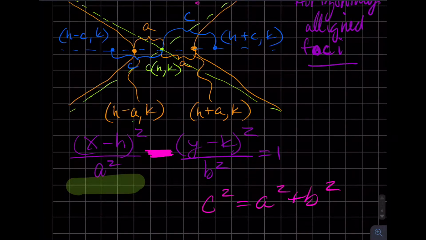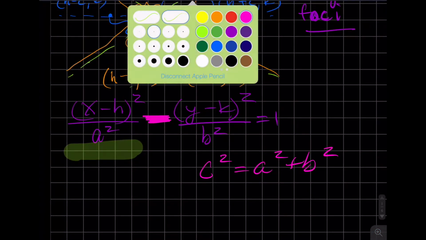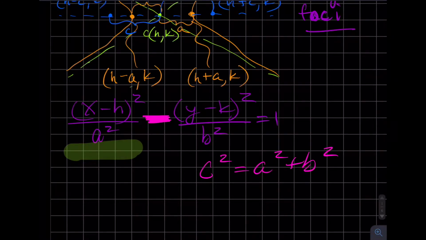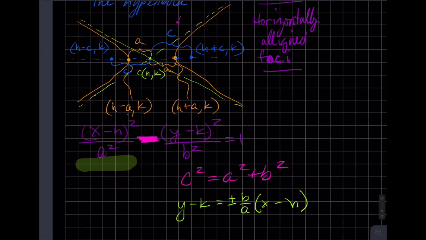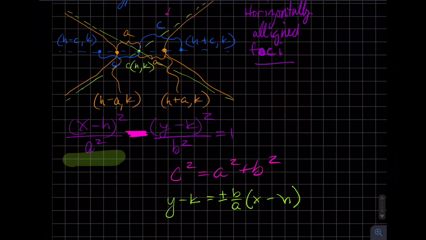And then you'll also be asked to determine the formulas for the asymptotes. And so the formula for the asymptotes for the horizontal one is y minus k equals plus or minus b over a times x minus h. And let's actually grab that and slide it underneath this guy, so it's sort of lined up. Okay, so that's your horizontally aligned foci, or the horizontal hyperbola.